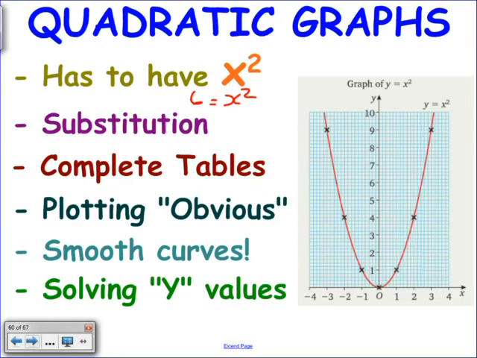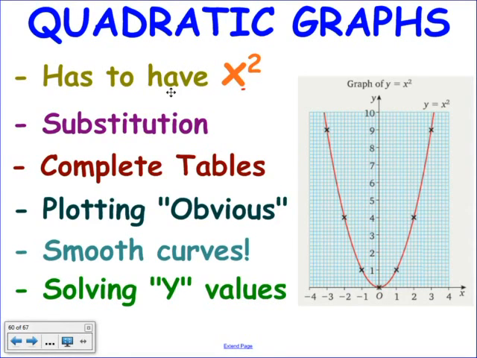Quadratic graphs has to have an x squared in it, okay? If it's got a minus x squared, it draws a frown. So if x squared is positive, it draws a U shape, and if it's a negative x squared, it will draw the other way around. Generally what they'll do is they'll give you 3 things to do on a quadratic graph. You have to do some substitution into the equation and complete a table. So there'll be some gaps in a table.